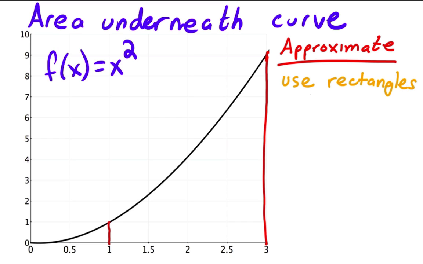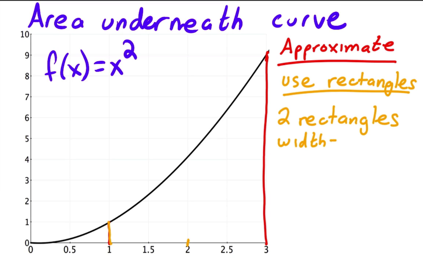Now, we're going to start off with a small number of rectangles. Let's say we're going to start off with 2 rectangles, and let's see what this looks like. So, we're starting off really basic, just step by step. If I draw 2 rectangles from 1 to 3, that means each one is going to have a width of 1. So the width is equal to 1. Let's say I start off right here and I draw 1 rectangle, and then I go up at 2 and I draw another rectangle.